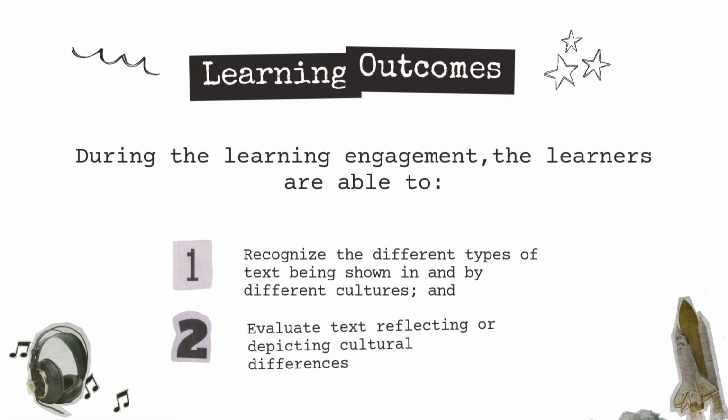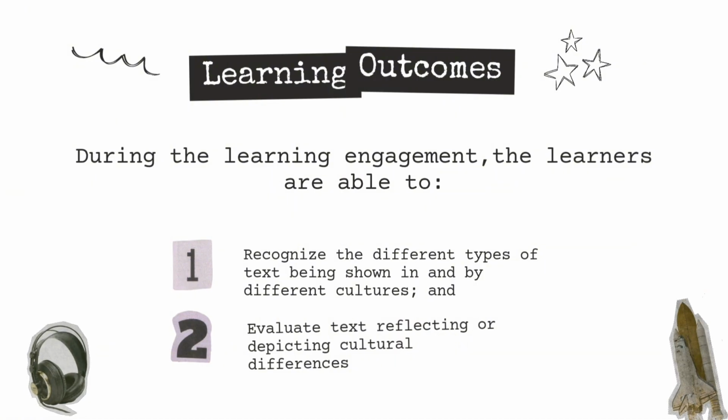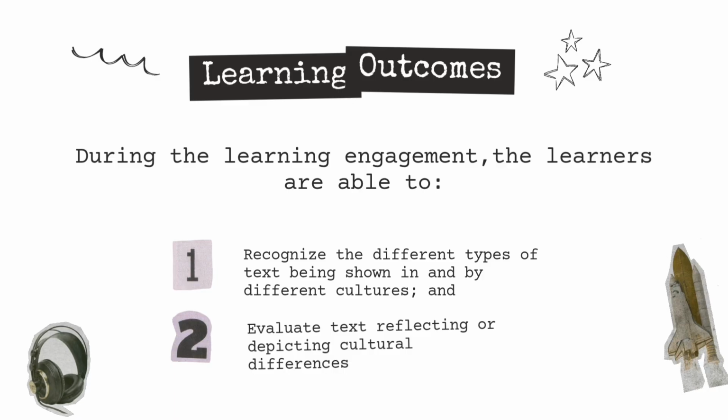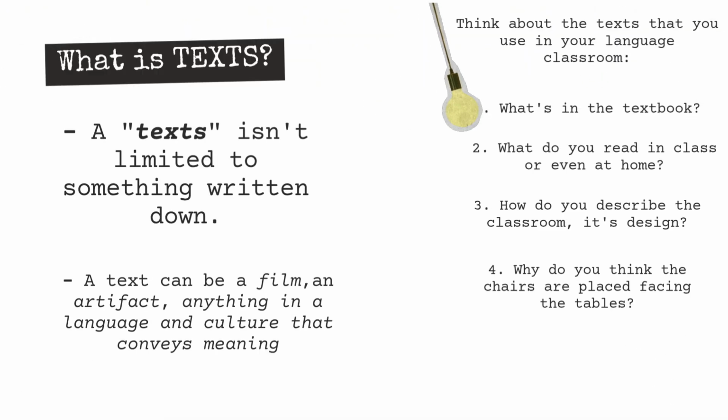So here are the learning outcomes. In this lesson, you are able to recognize the different types of text being shown in and by different cultures. And second, evaluate the text reflecting or depicting cultural differences. So let's talk about text.